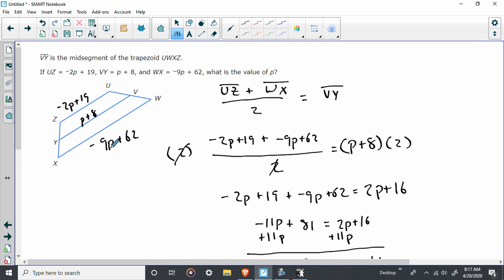Again, if you want to check that out, see if it works. So if p is equal to 5, that is your answer. But again, if you want to check it, negative 9 times 5 is 45. 45 minus 62 is going to be 17, I think. Is it 17? I believe.